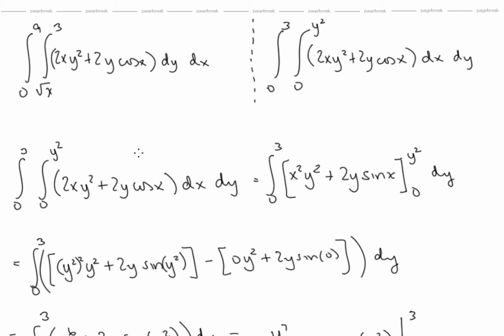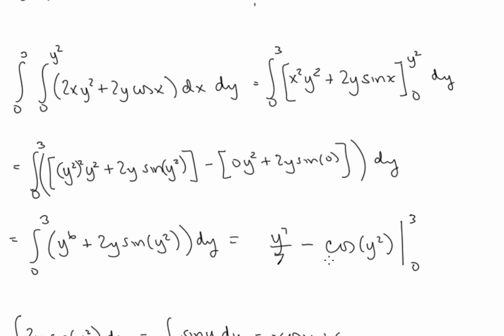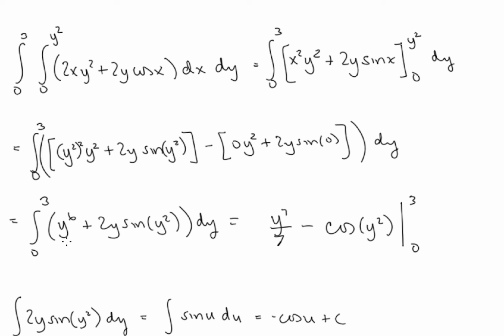Let's take a look at this one here. So we're first integrating with respect to x. So we have x squared y squared. And then the 2y is a constant multiple, and we're integrating cosine x, which gives us sine x. So we're here, and our bounds are 0 and y squared. We just integrated on x. We're plugging in x equals y squared, x equals 0. So x equals y squared, here and here. X equals 0, here and here. So that gives us y to the 6th plus 2y sine of y squared.